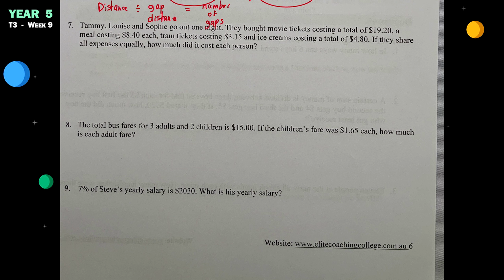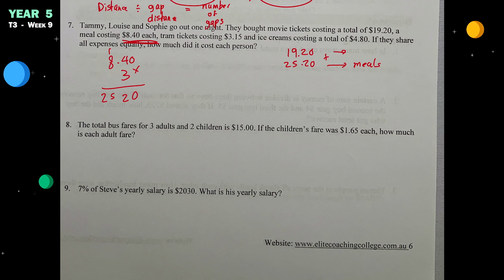So all you've got to do is add them all up. So $19.20 plus the meal costing $8.40 each. So each, and how many people are there? There are 3 of them. So 3 times $8.40 gives you $25.20. So you're going to add $25.20, this is for the meals, and $19.20, this is for the movie.